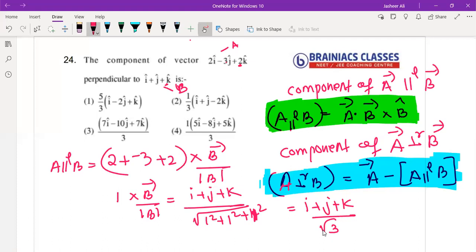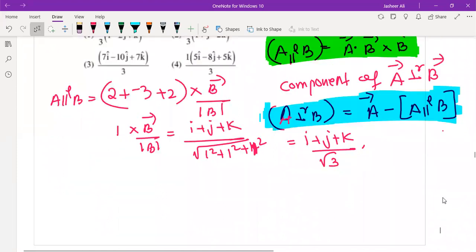Okay, now the next part of the question. The next part of the question means component of A perpendicular to B, which means A perpendicular to B. The question is asking for perpendicular, so we need to find that. That's the part we need to find out. So let's go down. Now I'm going to find A perpendicular to B.